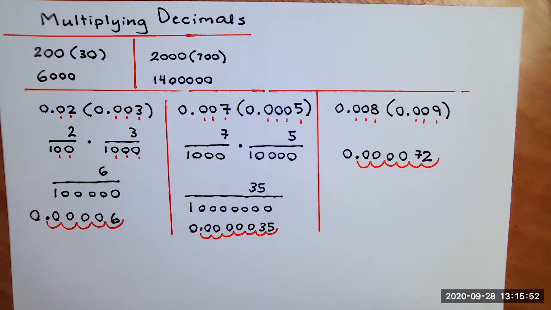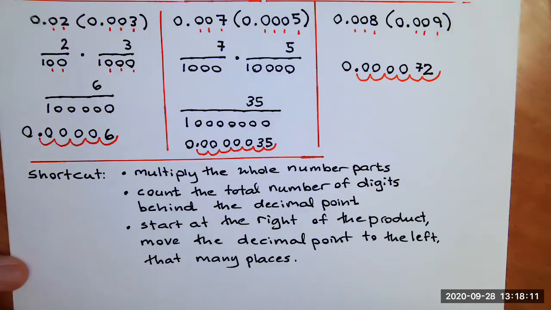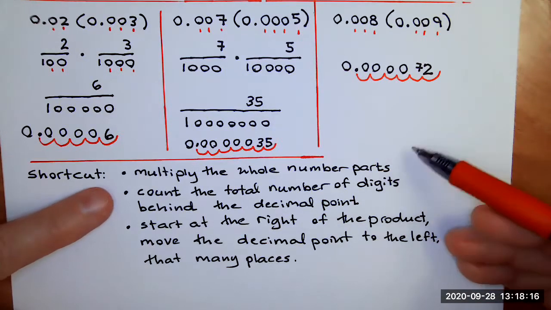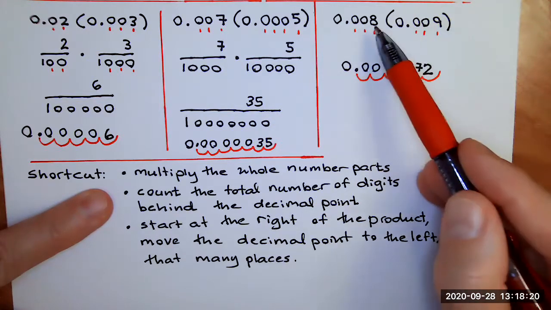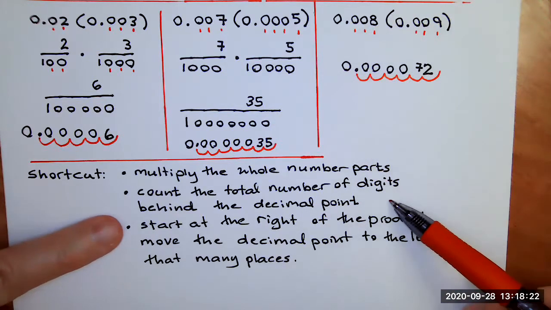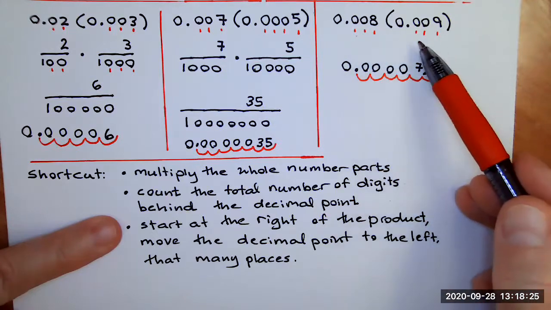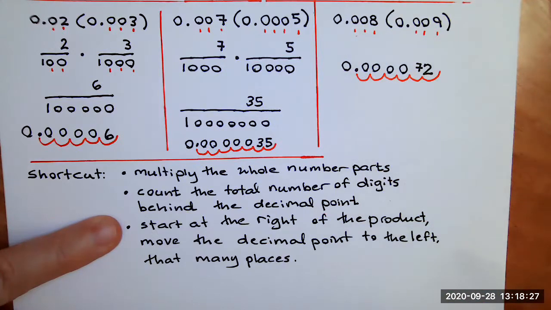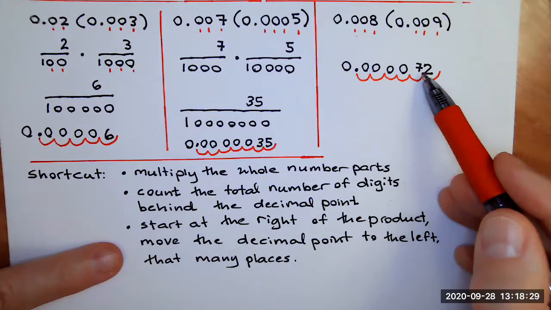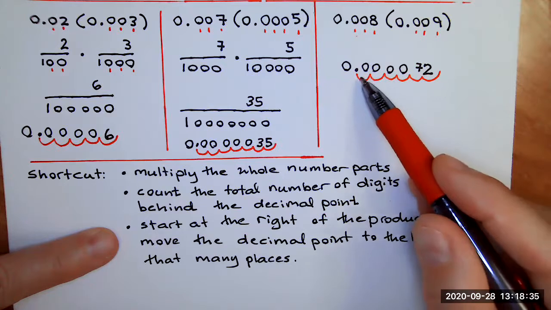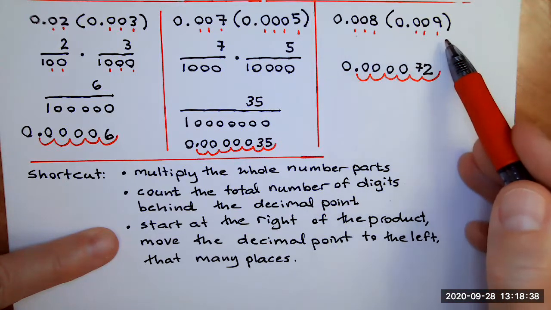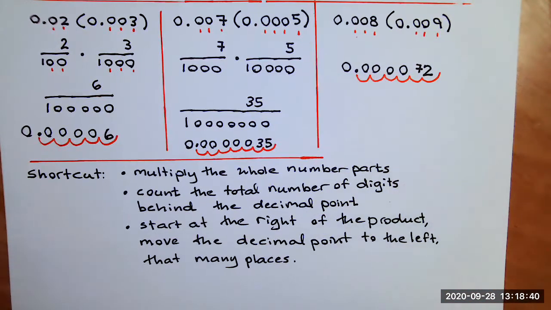So let's write that down. So the shortcut is you multiply the whole number parts, you count the total number of digits behind the decimal point, and then you take your product, starting at the right, you're going to move the decimal point to the left that many places. Let's do a couple of examples.